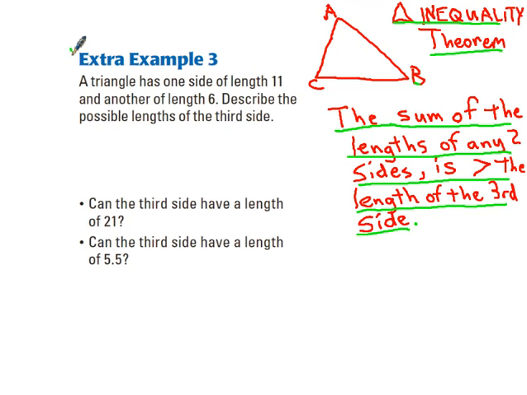So this example 3, we have a triangle that has one side of length 11. We'll call that side CB on my little sketch. And another has a length of 6. We'll call that side AC. Describe the possible lengths of the third side, AB.